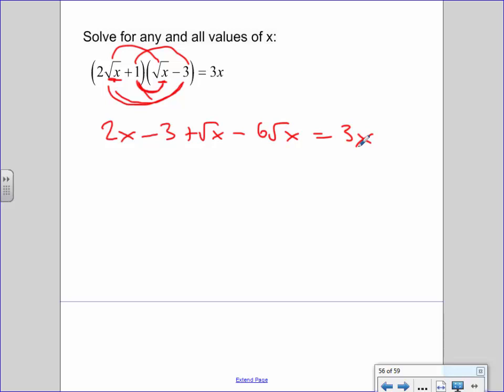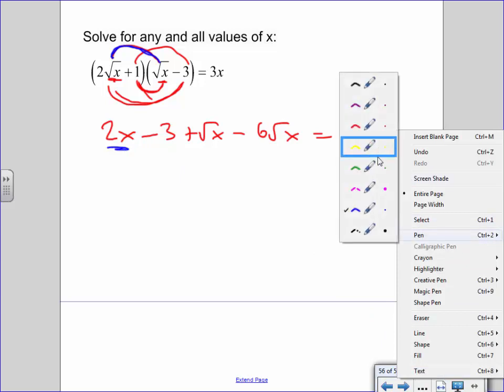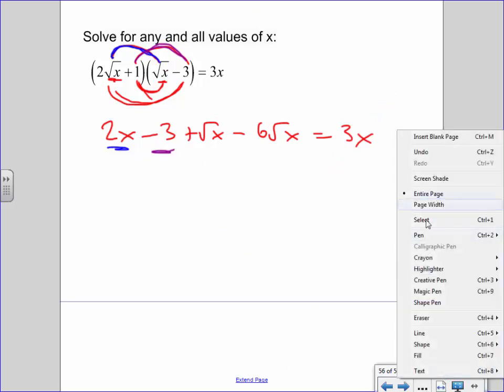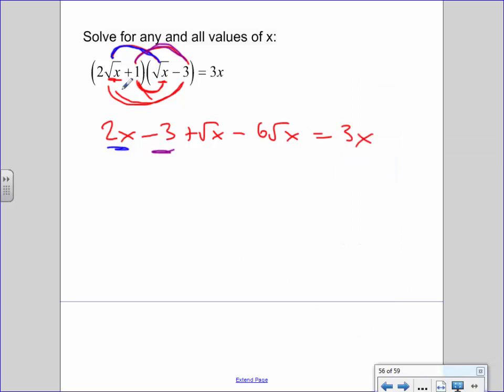Did I lose you there? Okay, so I'll do them in colors. In blue, this times this. See how the 2 is a coefficient? Root x times root x literally gives you x, so that's where this 2x came from. Okay, you're good on that one? Second one, let's do purple. 1 times negative 3 is negative 3. That's the other easier one. Then in green, 1 times root x, 1 times anything is just the root x.